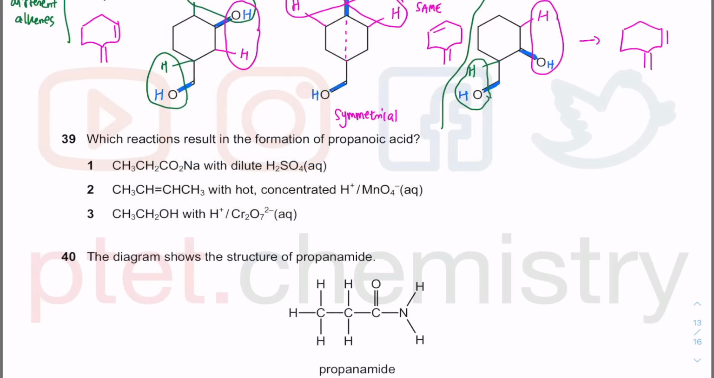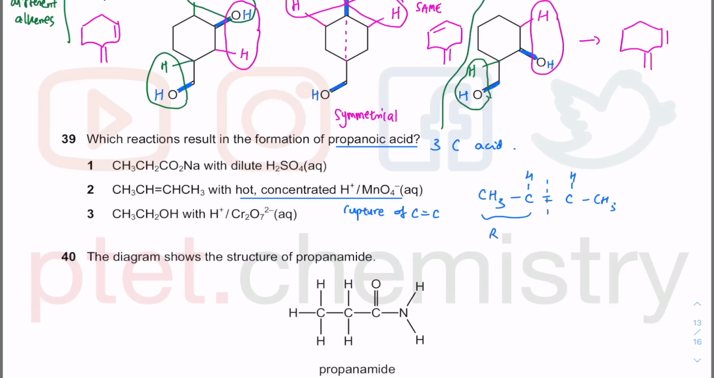Question 39, which reaction results in the formation of propanoic acid? So this is a 3-carbon acid. If we look at option 2 first, we have CH3, CH3, with hot concentrated acidified KMnO4. This is the oxidative rupture of the carbon-carbon double bond, a case study under oxidation of alkene. So you're going to break and rupture that.